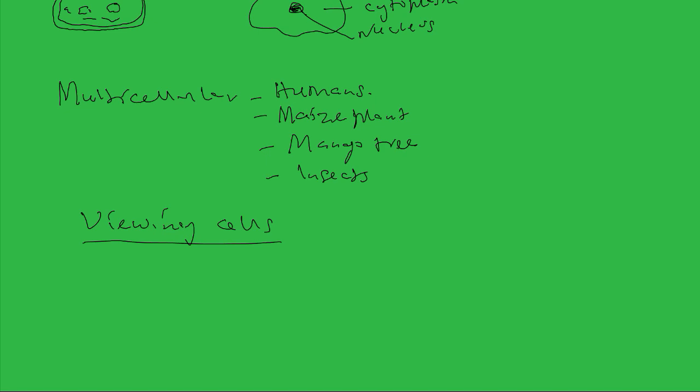So to view a cell, a powerful magnifying instrument known as the microscope is required. The microscope enables the viewing of cells, and there are different types of microscopes that are used to view cells.